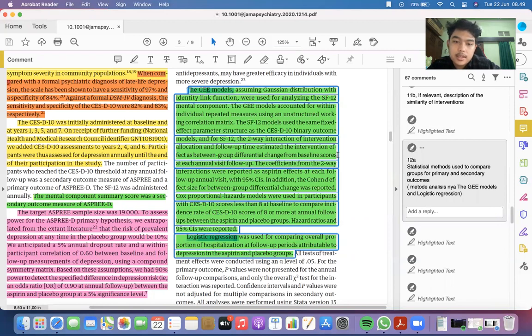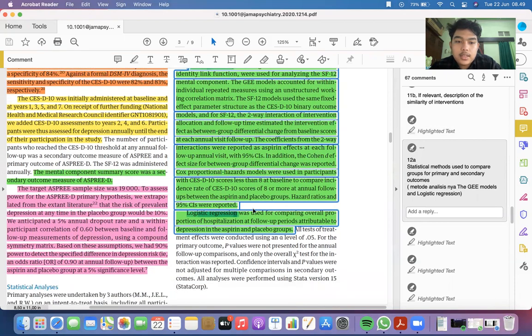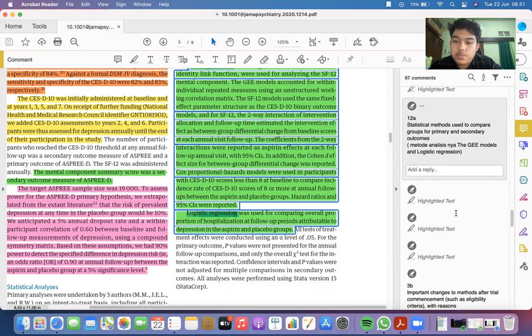Cox proportional hazard models were used in participants with CES-D10 scores less than 8 at baseline to compare the incidence rate of CES-D10 score of 8 or more at annual follow-ups between the aspirin and placebo groups. Hazard ratios and 95% CIs were reported. Regression was used for comparing the overall proportion of hospitalization at follow-up periods attributable to depression in the aspirin and placebo groups.